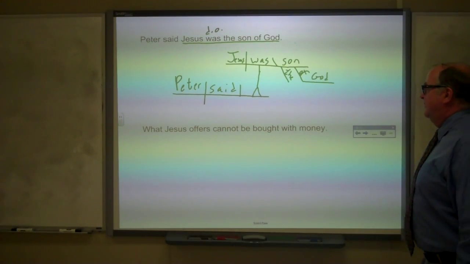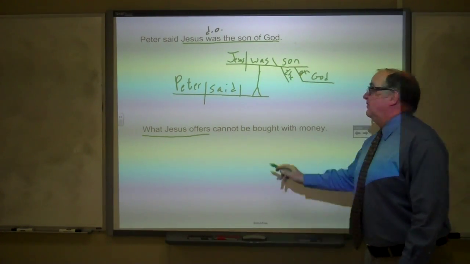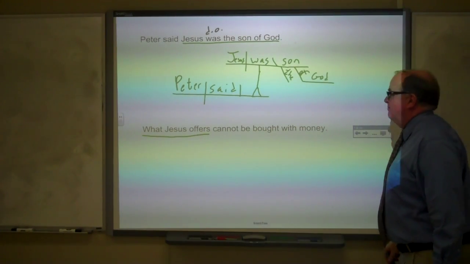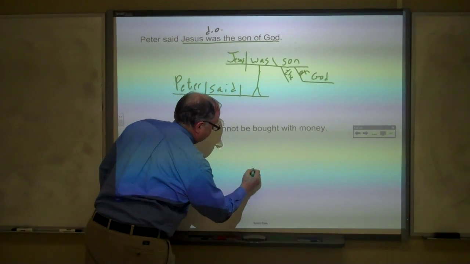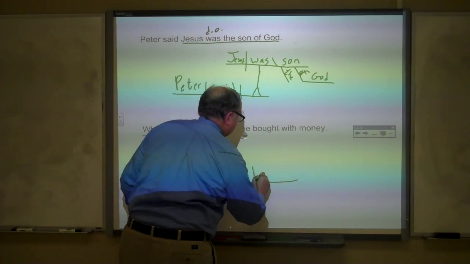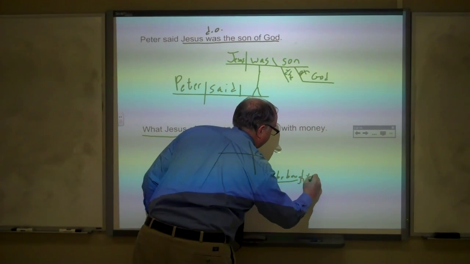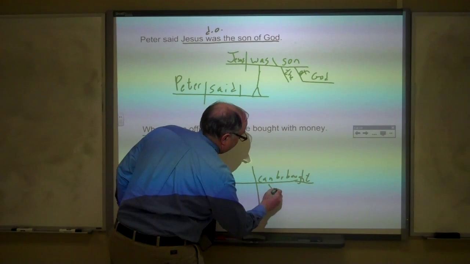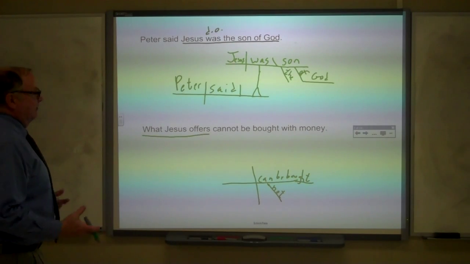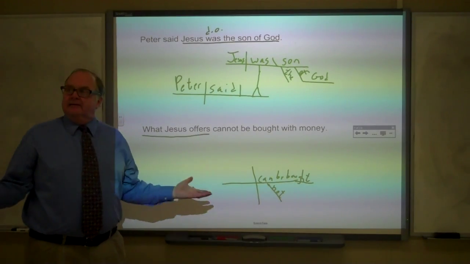Here we have a case you might remember from a previous lesson. This noun clause is the subject. What Jesus offered cannot be bought with money. The verb of the main clause is can be bought. Lest we get confused, I'm going to write the not right under the can so we don't forget it. But the not, if you think about it, is a modifier. It's not part of the verb. And then the subject is the clause.